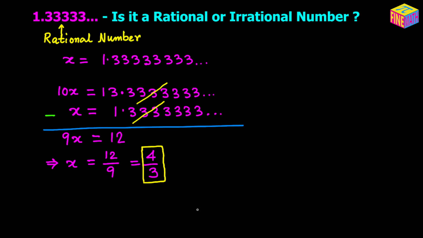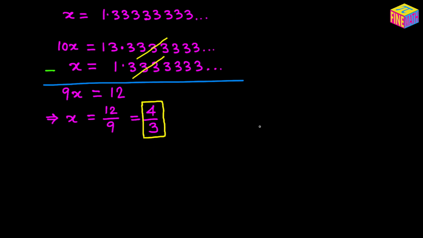Now to verify our result, let's do a simple division and see what happens. Let's do a plain division on the side. Let's divide 4 by 3 and see what happens. So 3 goes 1 time, that would be 3. Then we are left with 1. We put a decimal point, we get a 0.